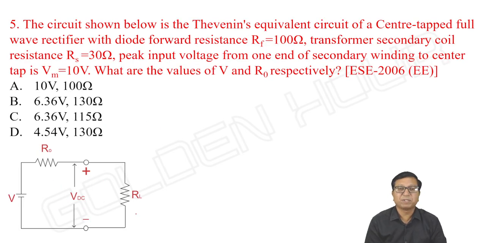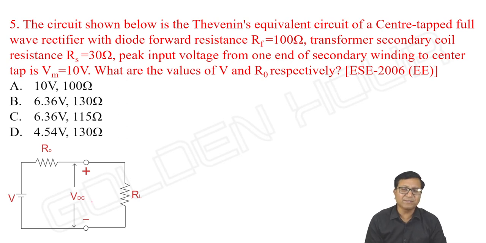The circuit shown below is the Thevenin's equivalent circuit of a center-tapped full wave rectifier with diode forward resistance RF equal to 100 ohms. The transformer secondary coil resistance RS is equal to 30 ohms. Peak input voltage from one end of the secondary winding to the center tap is Vm equal to 10 volts. What are the values of V and RO respectively?